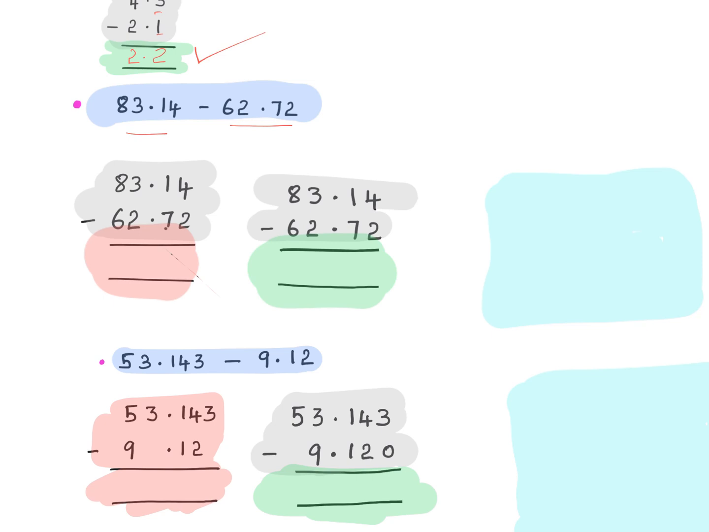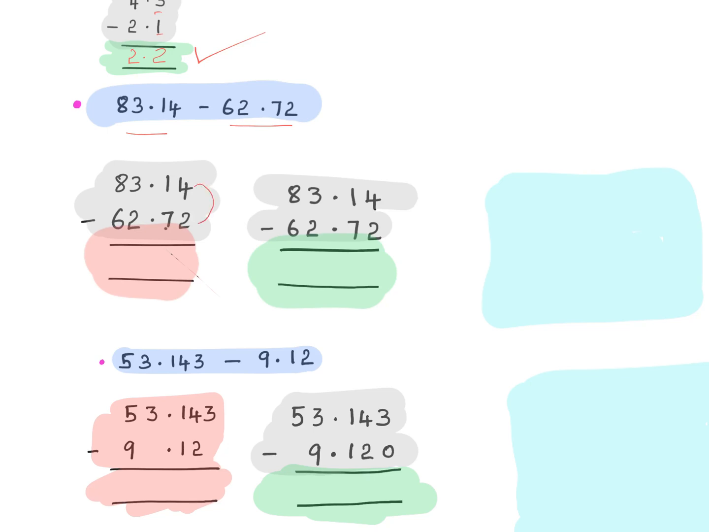Now what we have to do is 83.14. After point you have to say the single value like 14, not 1 and 4. You should not say 1472. You have to say 14 as well as 62.72. You should not say 72. Now what we will see, 83.14 minus 62.72.